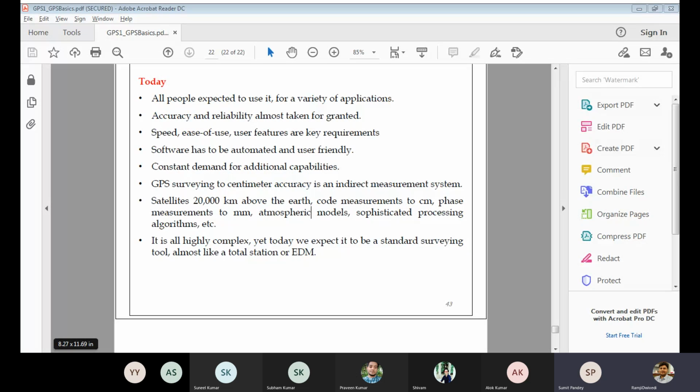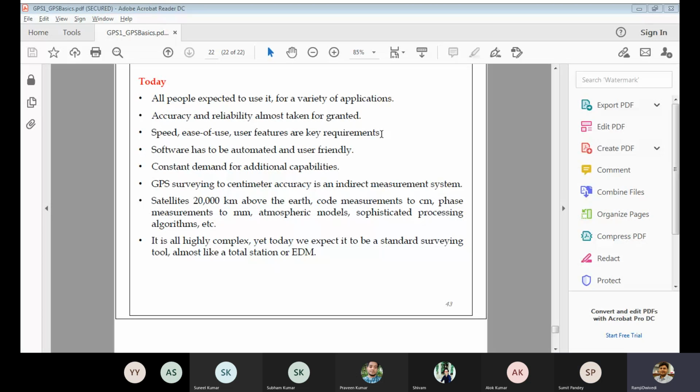Sir, the second line, what is it saying? Accuracy and reliability almost taken for granted. What does it mean, sir? Nowadays, if you open your Google Maps and switch it on, it is expected that you should be tracked within centimeter level accuracy on the ground. If you are on the left lane of a highway, your point would be shown on the left lane only. It should not be reflected on the right lane. You get my point?